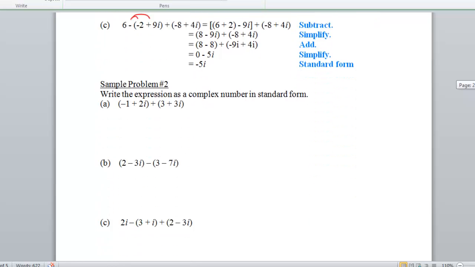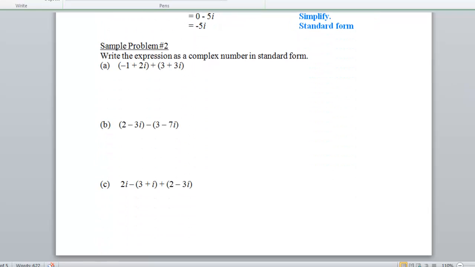So go ahead and take sample problem number 2 and work parts A, B, and C. And keep in mind, you're doing the same thing you would do if that variable were an x. So just go ahead and combine like terms and simplify these expressions. And it says to write the complex number in standard form. So remember, that's a plus bi format for your final answer.